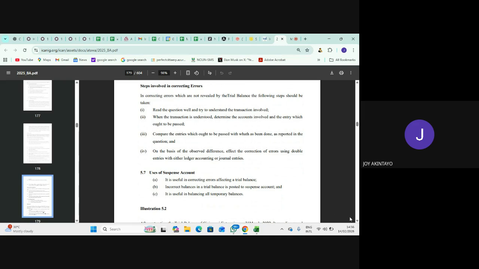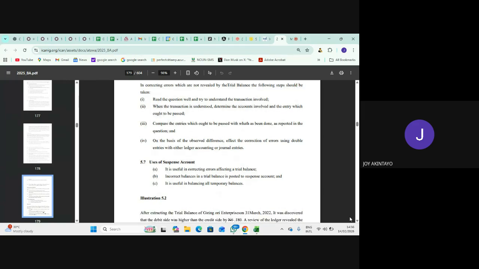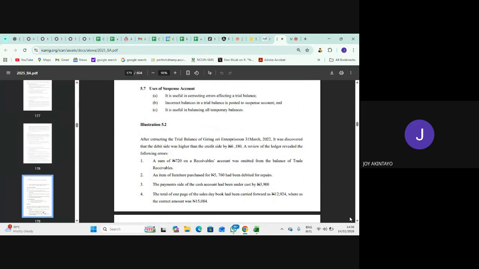So any question? Any question? No. Any question? No question. So next week we will solve this question, this illustration 5.2. We will solve it because of time.